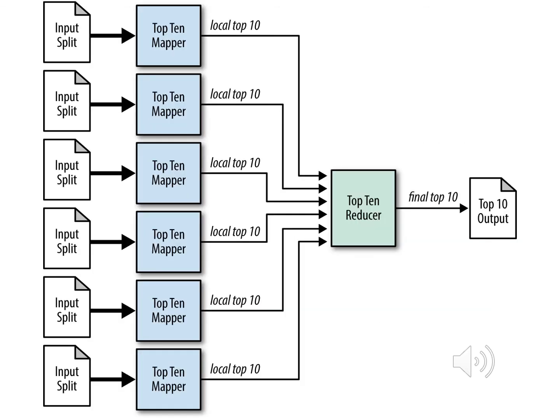Okay, here is the structure for the top 10 pattern. This pattern utilizes both the mapper and the reducer. The mappers will find their local top K, and all of the individual top K sets will compete for the final top K in the reducer. Since the number of records coming out of the mappers is at most K, and K is relatively small, we will need only one reducer.